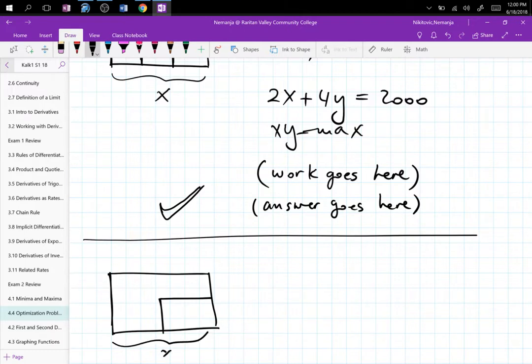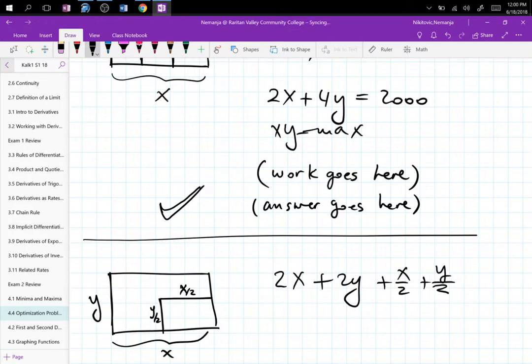You have your x, you have your y, and then you have your x over 2, let's say, and your y over 2. So now you have 2x plus 2y plus a half of x plus a half of y is equal to 2,000, and then xy equal a max. You can remove the one on the top and put the river there. In that case, you kill these 2.